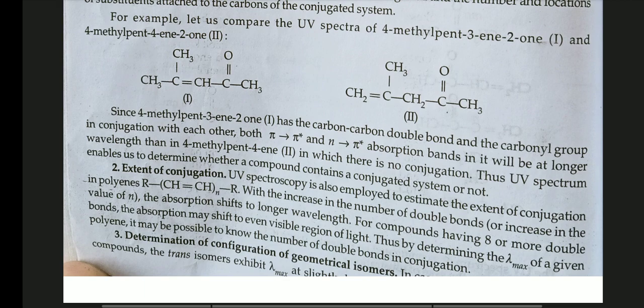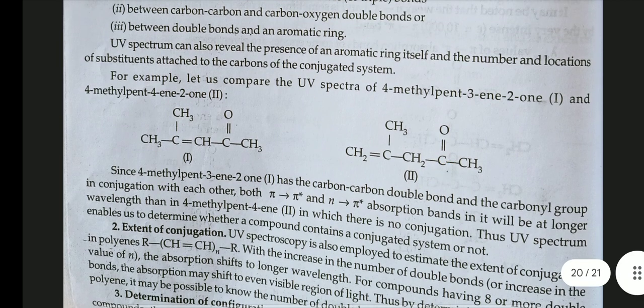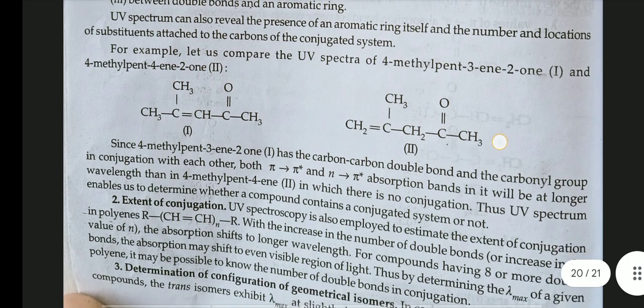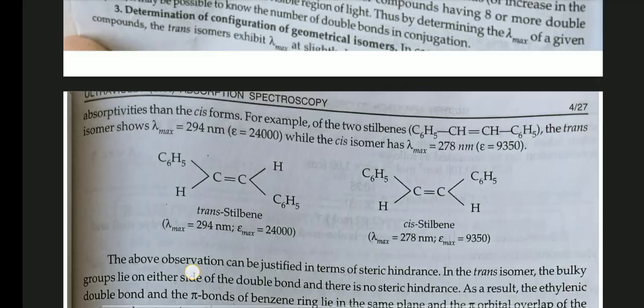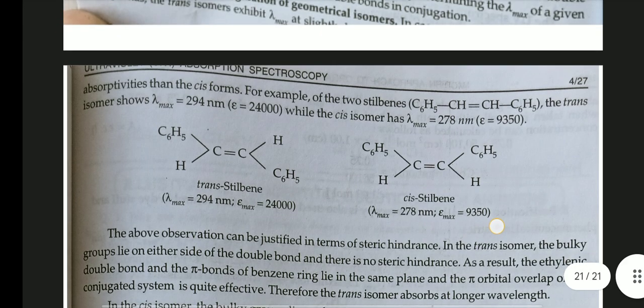Extent of conjugation. UV spectroscopy is also employed to estimate the extent of conjugation in polyenes. With the increase in the number of double bonds, the absorption shifts to longer wavelength. For compounds having 8 or more double bonds, the absorption may shift even to the visible region of light. Thus, by determining the lambda max of a given polyene, it may be possible to know the number of double bonds in conjugation.